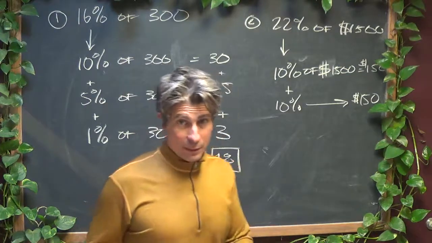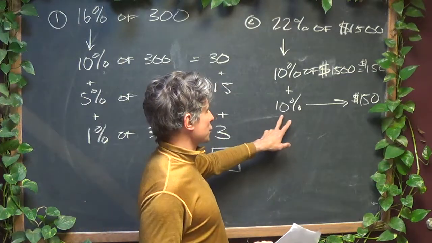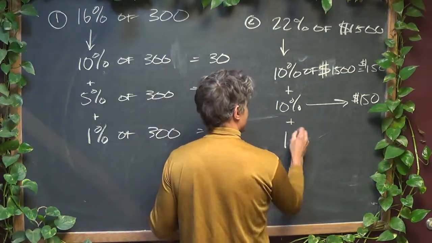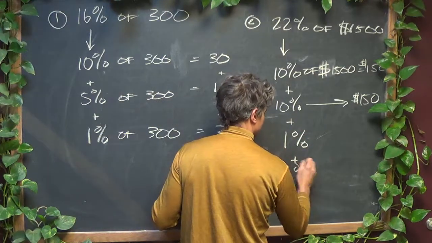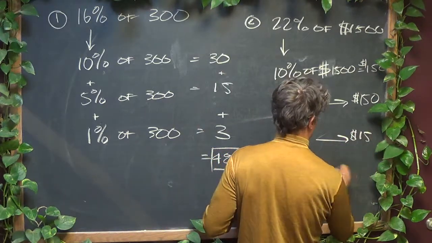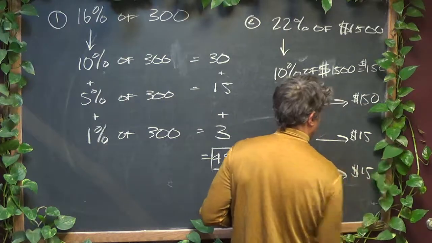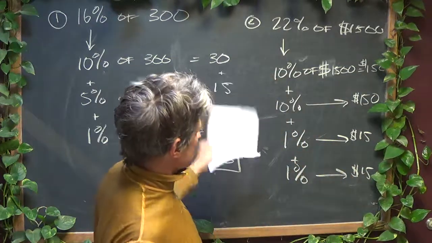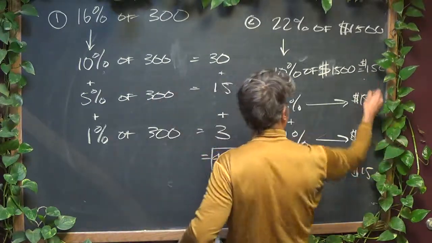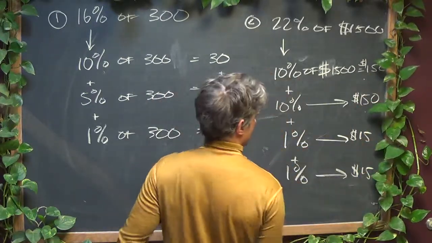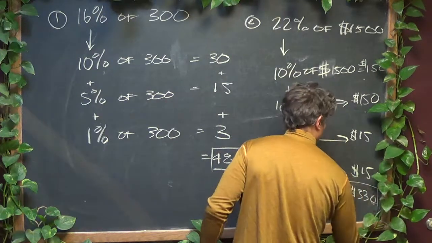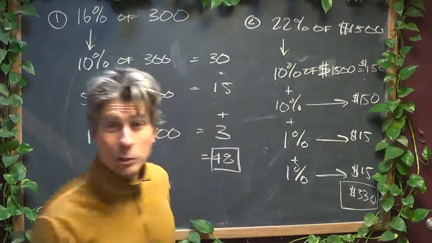Now, you can get fancy with this. 2% is actually a fifth of 10%, but you can also just go with two 1%, which would each be $15. So 10 plus 10 plus 1 plus 1 is 22%, and then you add up the amounts. You got 150 and 150 is 300, plus an additional 30, which is going to be $330 to get you 22%.